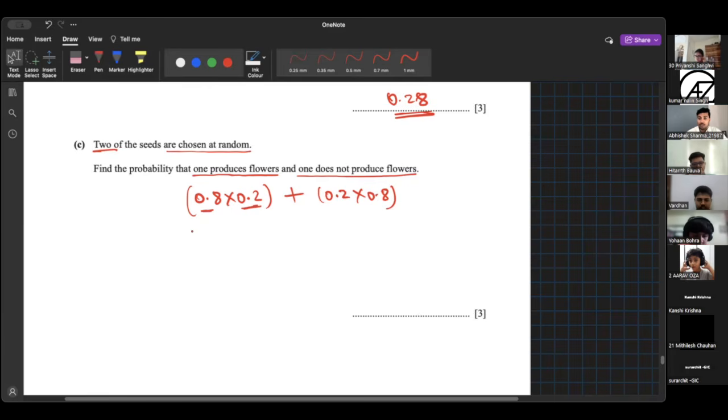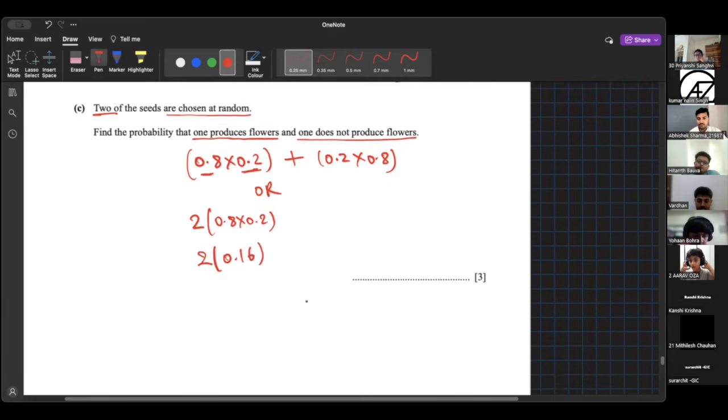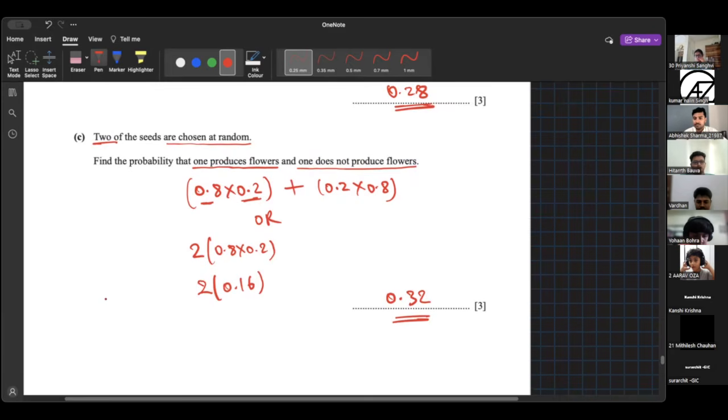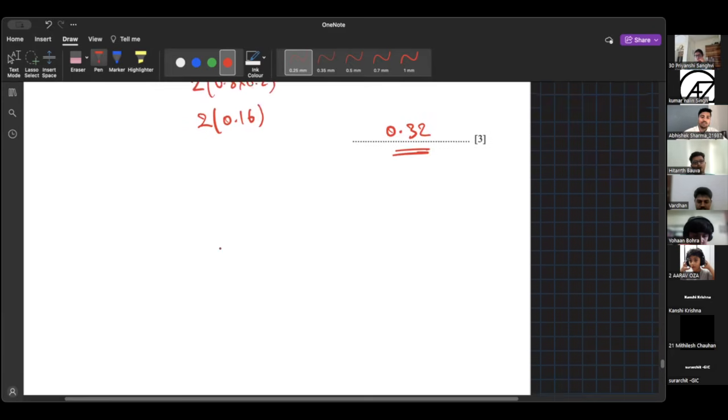But how are we so sure it will be in this order only? So I am taking the possibility of the second order also: does not produce flower and produce flower. So instead of doing that, if you want to do 2 multiplied by 0.8 into 0.2, you will still get the same answer. So 2 multiplied by, this is going to be 0.16. So 0.32 is your final answer. Clear? So this was the case.